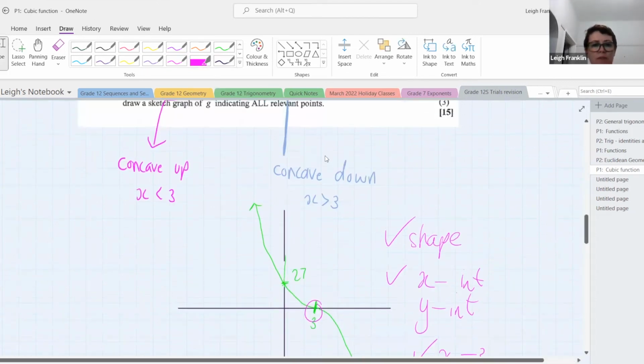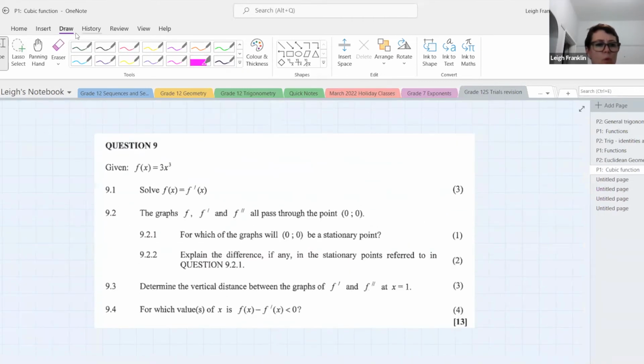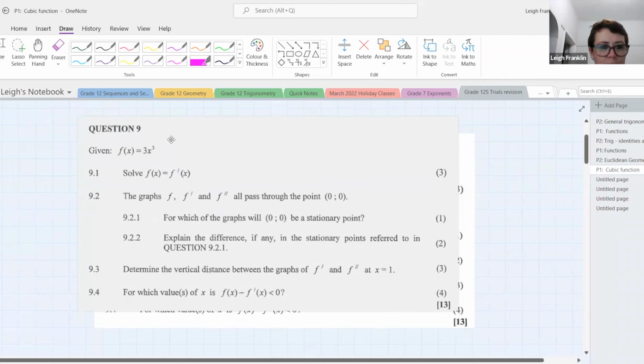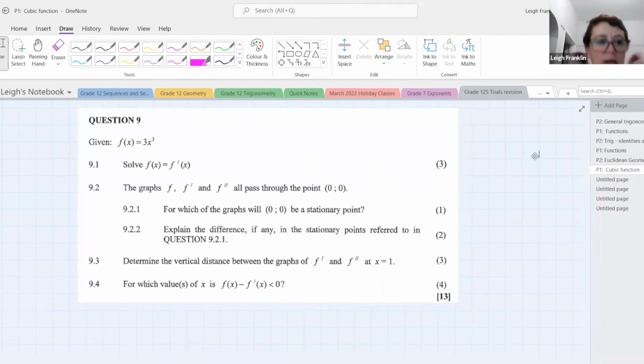All right, so we've got 25 minutes left. We're going to go and have a look at another, slightly more unusual type of question, which I thought would be nice to do with you before tomorrow as well. In this situation, we've been given f of x equals 3x cubed. The first thing they want us to do is to solve f of x if f of x equals f prime x. Do you think you would know what to do here by yourselves?